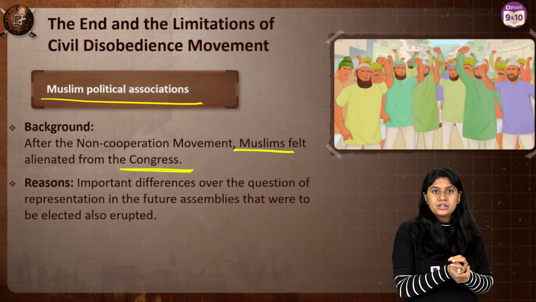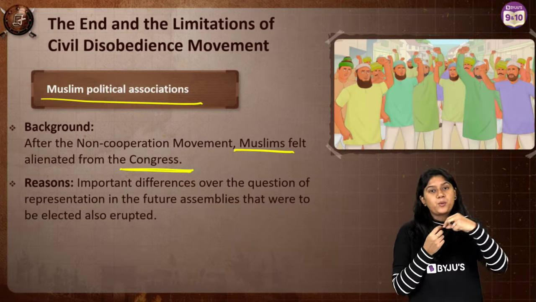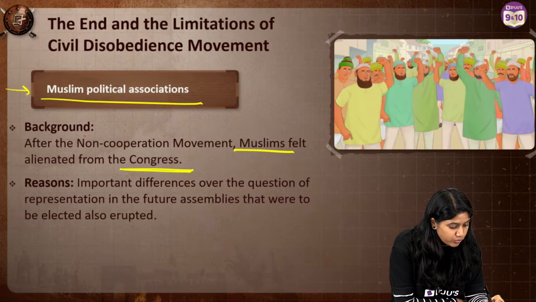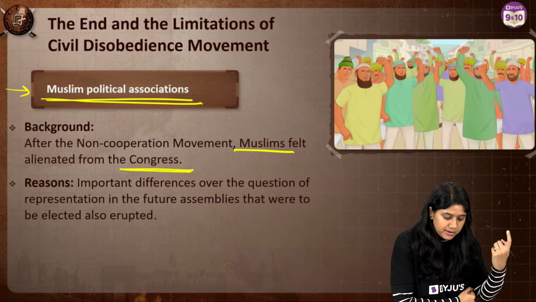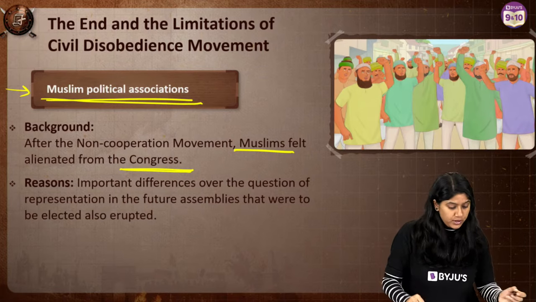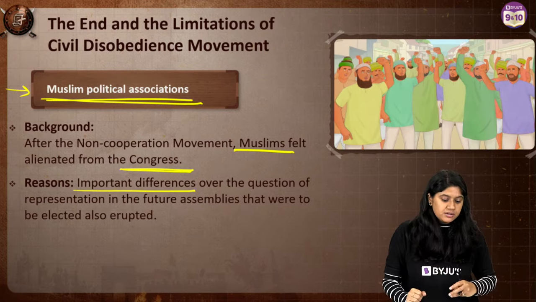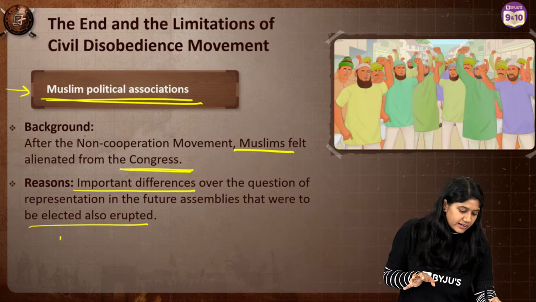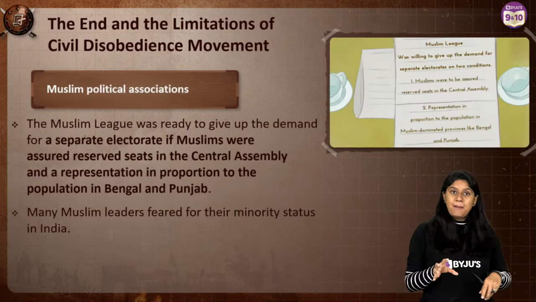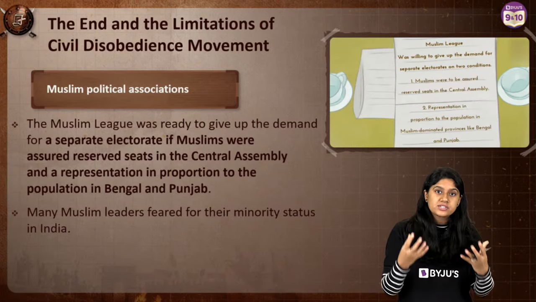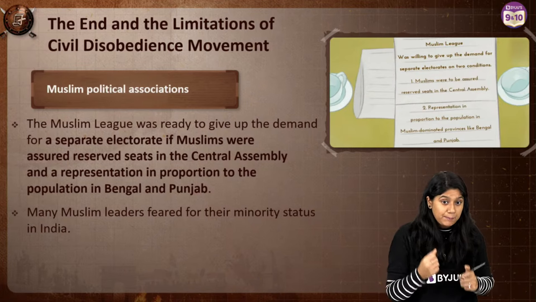If at that particular time the Congress would have supported and listened to these people, we could have seen the contribution of the Muslim political associations there. But of course, at that time, there was not much support. We saw that there were a lot of differences between these two communities, and they were all related to the elections. They also wanted an equal number of seats in the council. But of course, let's see what happened later.